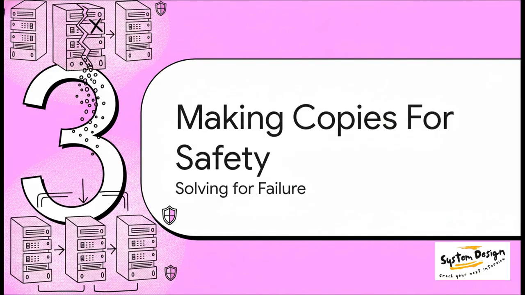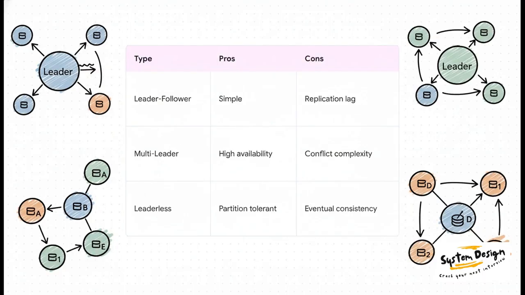Okay, awesome. We've sharded our data, so now we can scale. But we've just created a brand new problem for ourselves. What happens if one of those machines, one of those shards, just dies? Poof, a whole chunk of our data is gone. The solution is simple in concept. Never, ever have just one copy of anything. And this, my friends, is called replication.